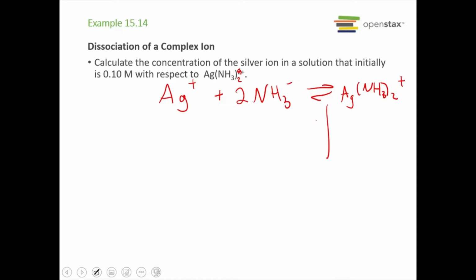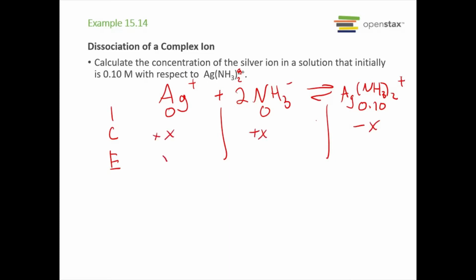Everything here is aqueous, so we cannot say, oh, I'm not using NH3. Everything is aqueous. There's no water to cancel. We're told that initially we have 0 ammonia, 0 silver, but we started with 0.10 molar of the complex. So we're looking more at the reverse reaction. We're losing some x of the complex, gaining some ammonia, gaining some silver. So at equilibrium we have x, 2x, and 0.10 minus x.